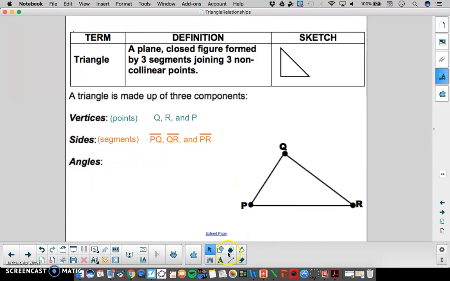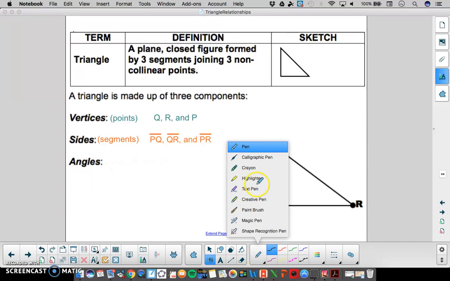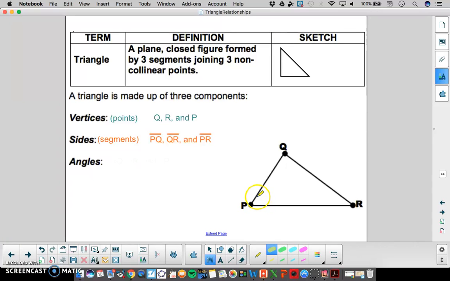And then we have the angles. The angles of that triangle are the spaces at the vertices. So angle P, angle Q, and angle R. So those corners and the measure of those angles in them. So those are the components of a triangle. Now, those are the things that we use to be able to classify.